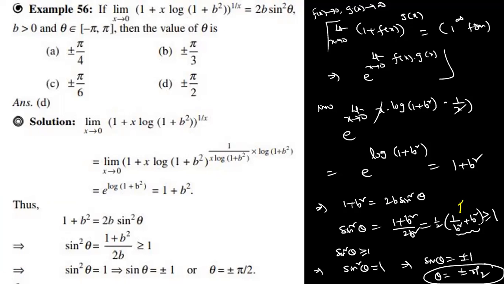In this case, dear students, AM is greater than or equal to GM, greater than or equal to 2 is coming, but into 1 by 2 is there. That's why greater than or equal to 1.